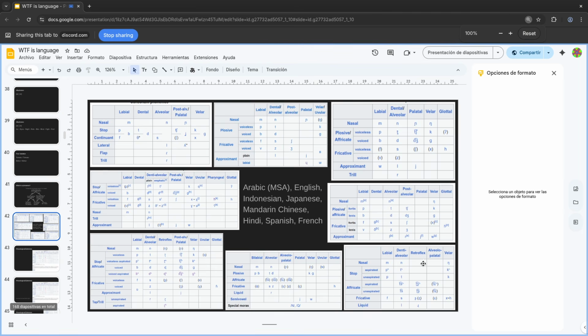I think you swapped the aspirated ones and the not aspirated ones. It should be like the last one. I think it's like this. You think it's swapped?